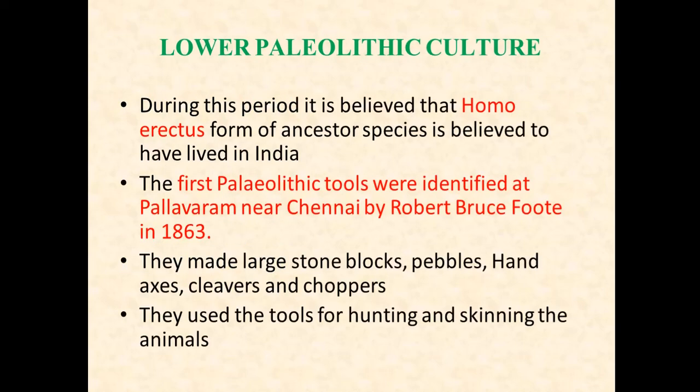Lower Paleolithic culture. During this period, it is believed that the Homo erectus form of ancestor species lived in India. The first Paleolithic tools were identified at Pallavaram near Chennai by Robert Bruce Foote in 1863. They made large stone blocks, pebbles, hand axes, cleavers and choppers. These Paleolithic people used tools for hunting and skinning animals.